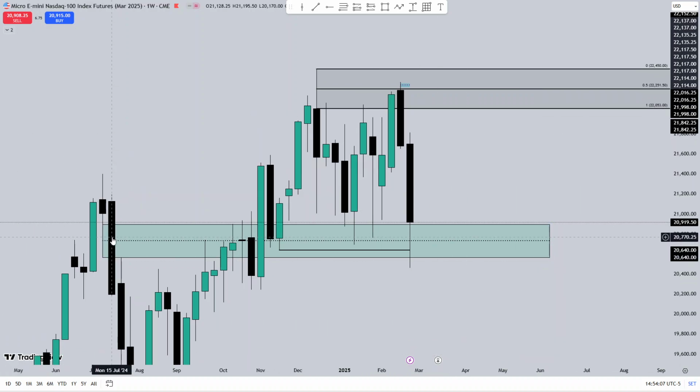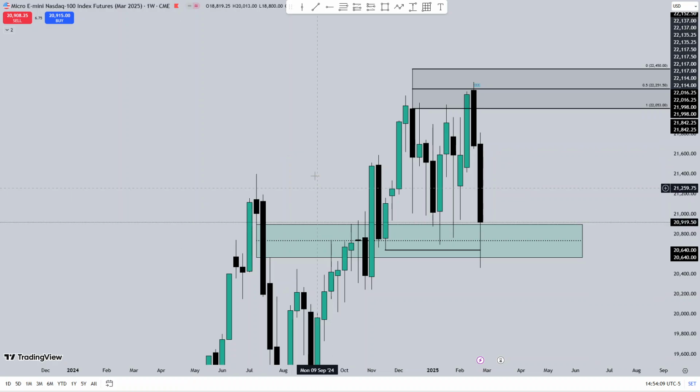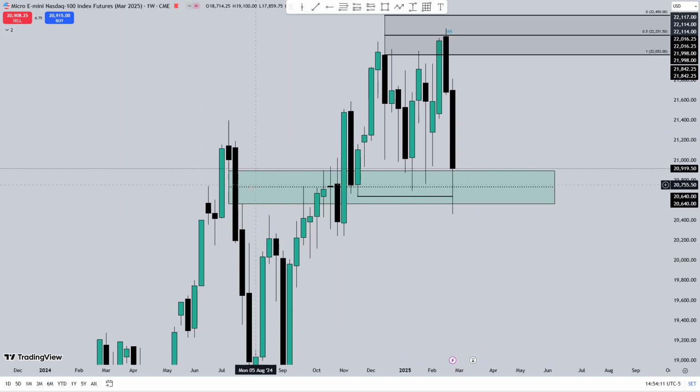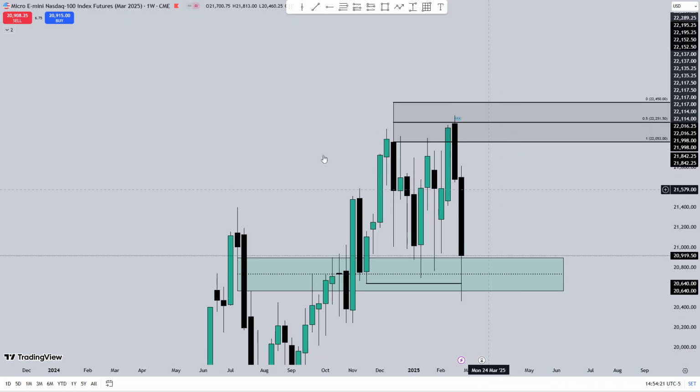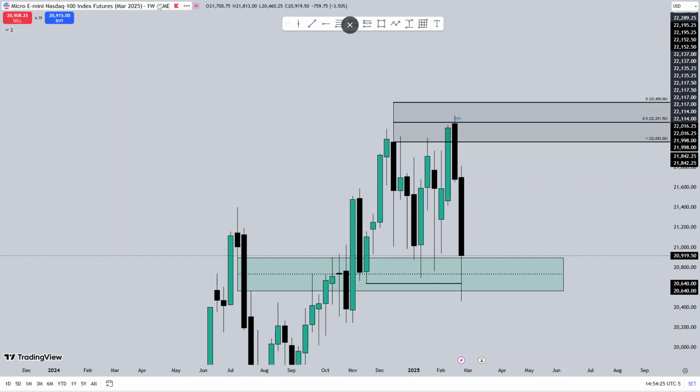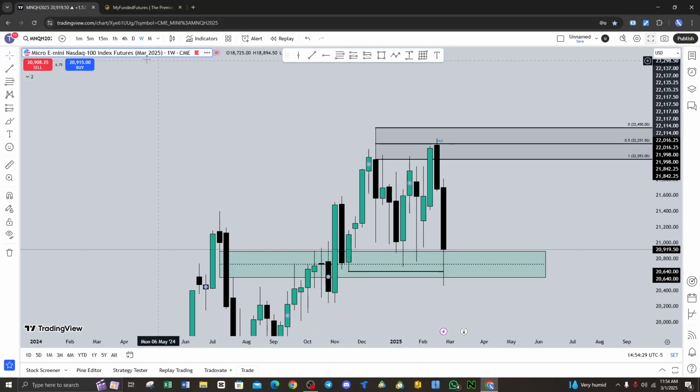And over here we can see there is an inversion fair value gap. From this, the market has taken all the sell side liquidities and reacted from this inversion fair value gap this week, and this week's price action was too smooth. Let me explain. Let's go to the daily chart.